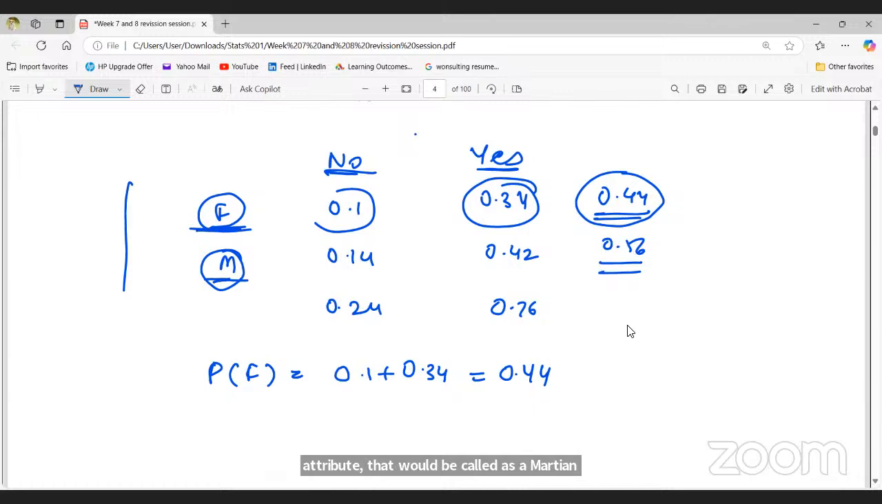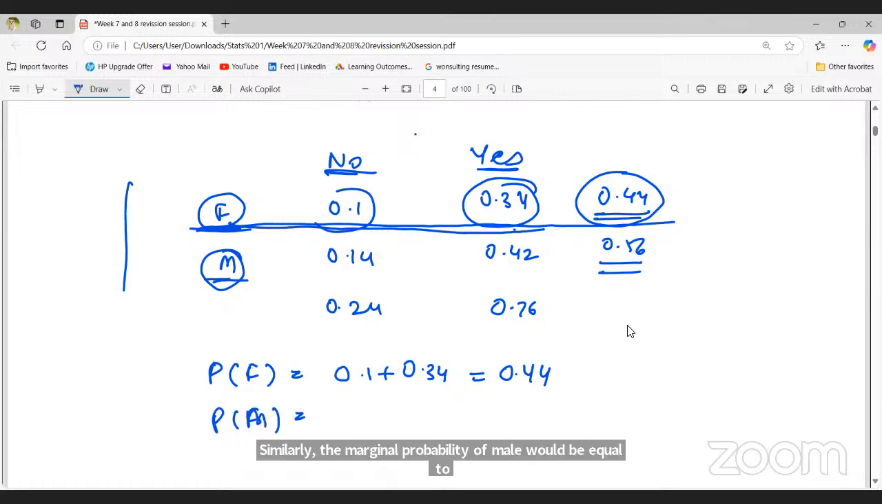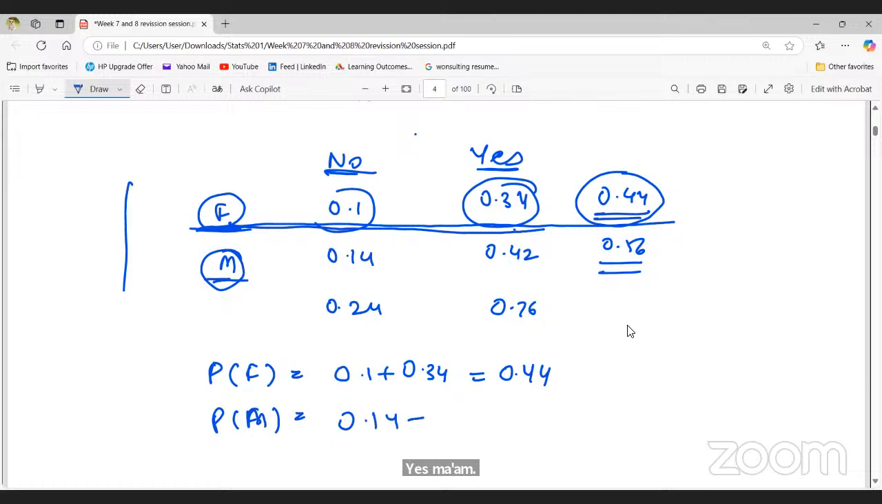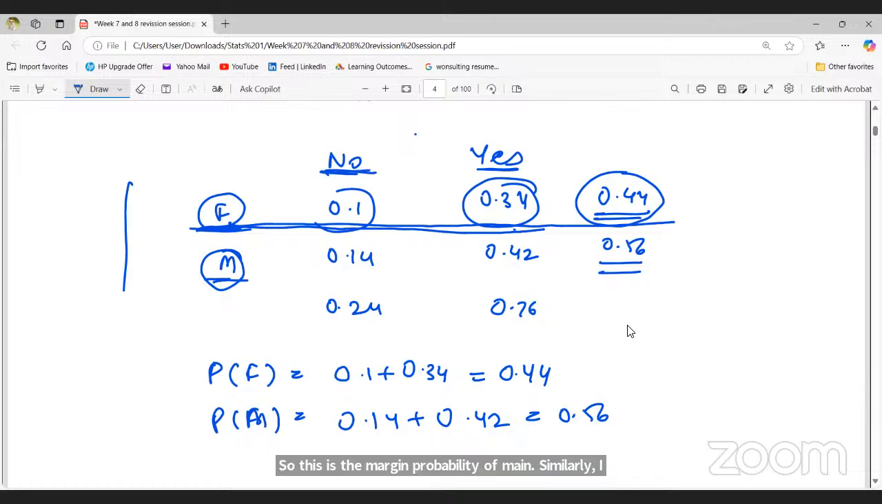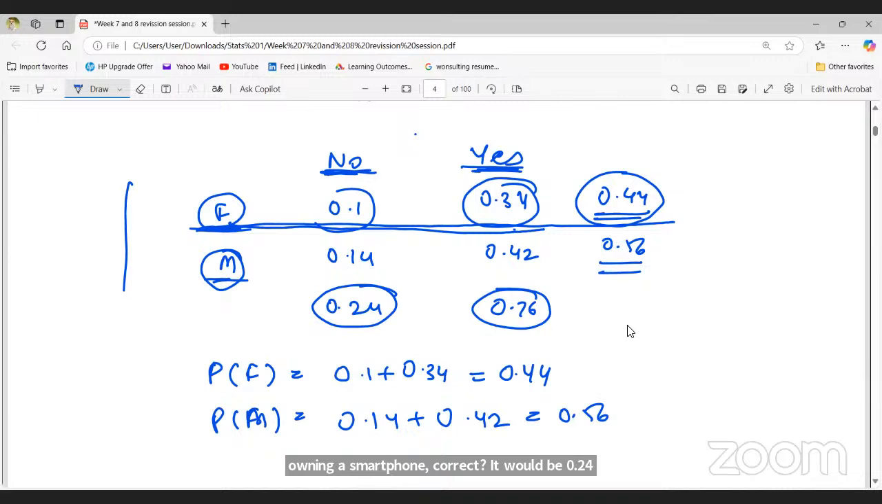So what is the marginal probability of female? It would be 0.1 plus 0.34. This is the row of female, so I would be calculating this total. Similarly, the marginal probability of male would be equal to 0.14 plus 0.42, right? This would be 0.56. So this is the marginal probability of male. Similarly, I can calculate the marginal probabilities of not owning a smartphone and owning a smartphone. It would be 0.24 and 0.76, fine? Okay.